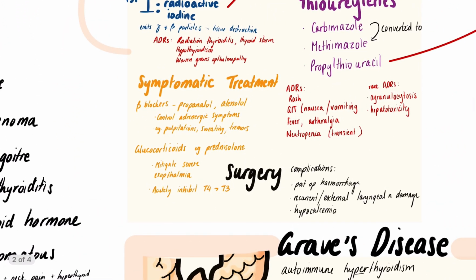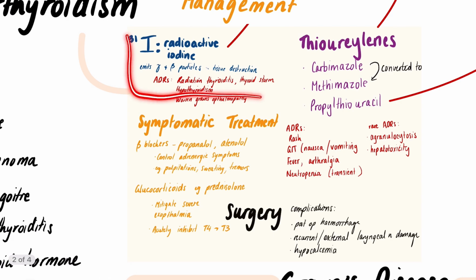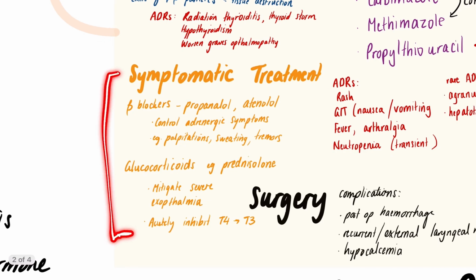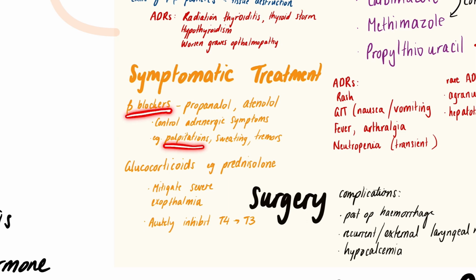So, again, those are things that kind of directly inhibit the thyroid. And thiouracils have a bunch of ADRs, including rash, nausea and vomiting, fever, arthralgia, neutropenia, and they can also cause hepatotoxicity and agranulocytosis. So for a person who's got tachycardia, they're sweating a lot, they've got all these hyperthyroidism symptoms, we can also treat their symptoms using beta blockers, such as propranolol, to control their adrenergic symptoms, such as palpitations, sweating, and tremors.